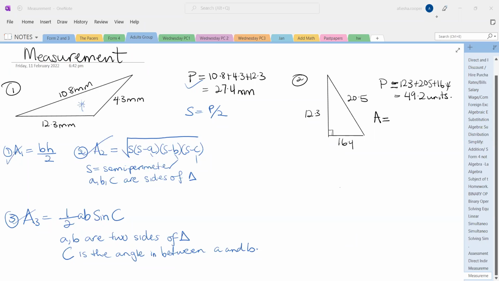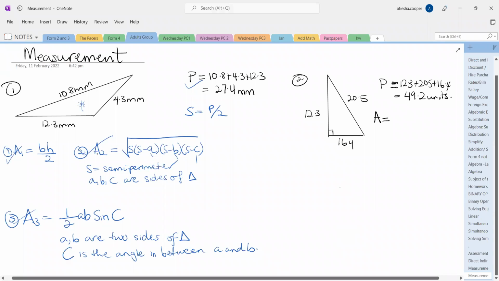So according to that, for example 1, or for question 1, we worked out the perimeter. Now to work out the area, we can use this one because we have 3 sides given. So the first thing we need to do is find our semi-perimeter. So our semi-perimeter is the perimeter divided by 2. So the semi-perimeter is 27.4 divided by 2. And that will give us 13.7. So that's S. So I'm going to continue on this side.